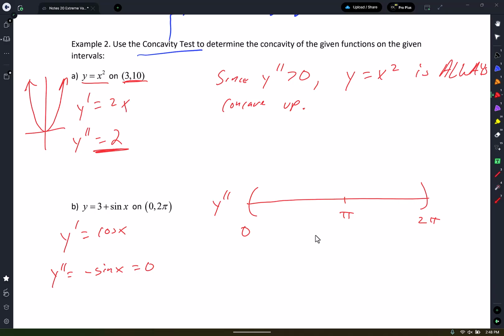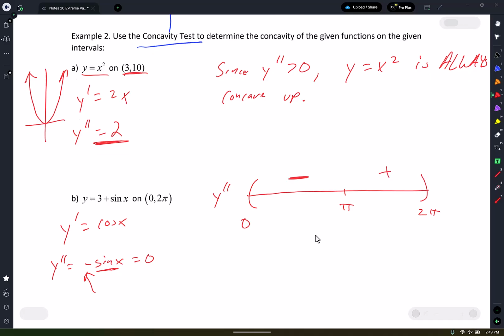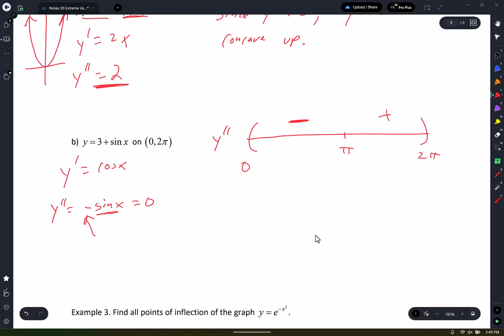Ready? Any number between 0 and pi for sine on the unit circle would have been positive, but I have a negative in front of this. So negative times a positive is a negative. And any number between pi and 2 pi, that's quadrant 3 and 4 for sine. In the unit circle, sine would have been negative, but I have a negative in the front. Negative times a negative, positive. All right, I'm going to write a statement.